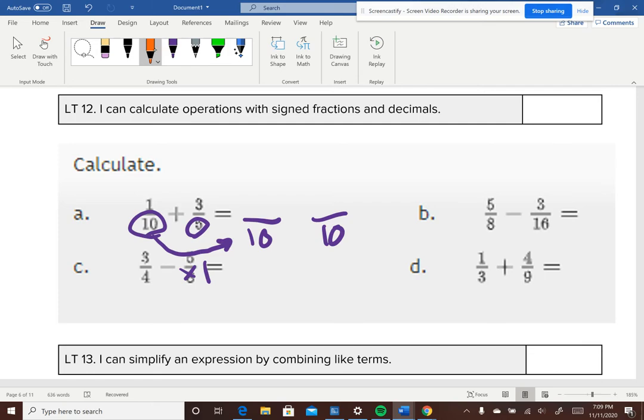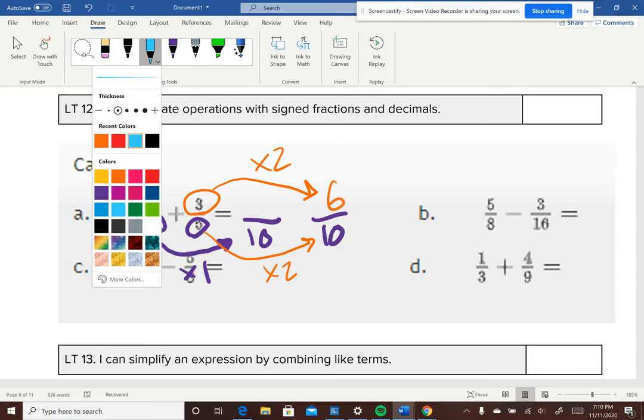Well, what about my 5? How many times does 5 go into 10? It goes in there twice, so I'm going to multiply it by 2. And now I need to do the same thing to my top numbers. Since I multiplied 5 by 2, I need to multiply my 3 by 2 as well. 3 times 2, that's going to give me 6.